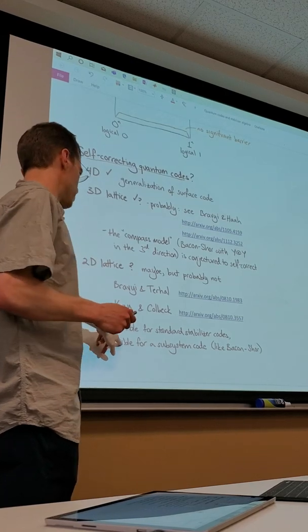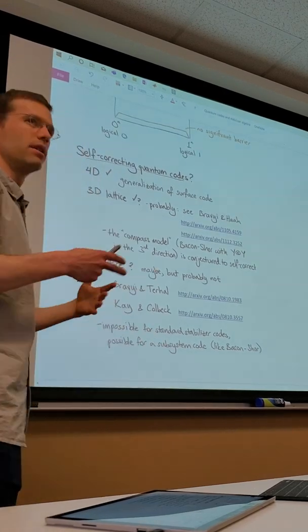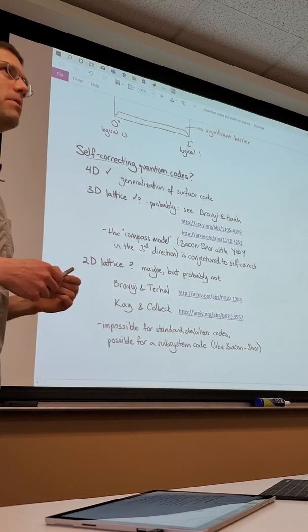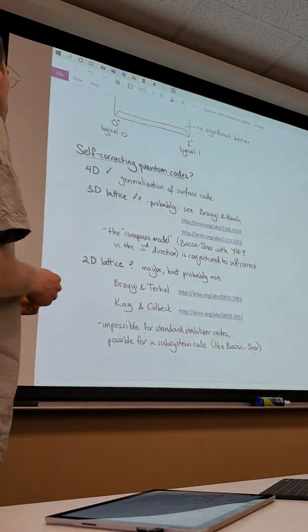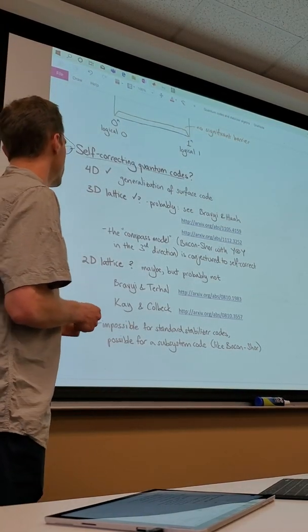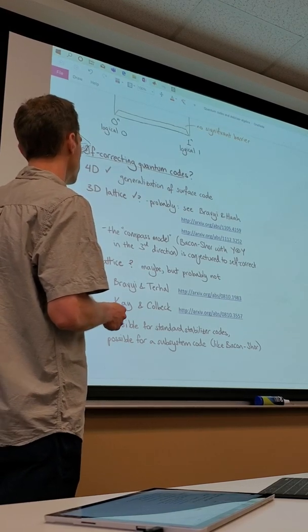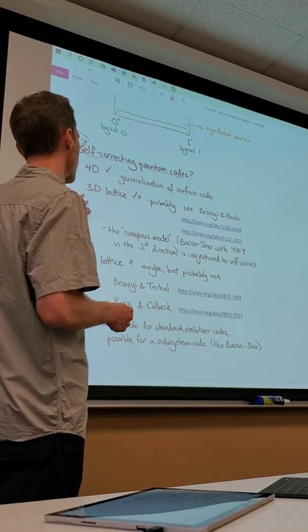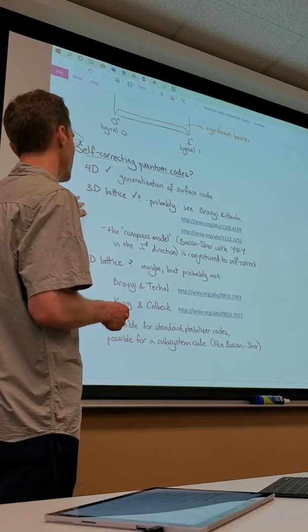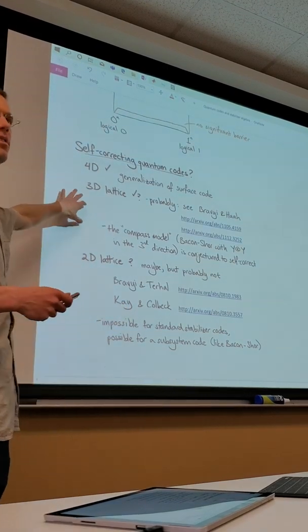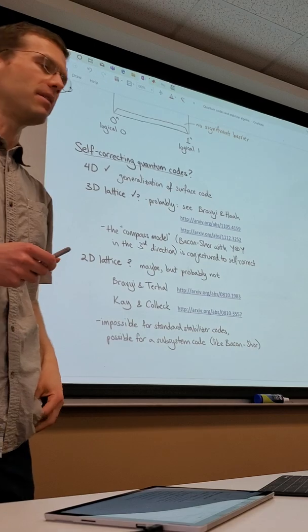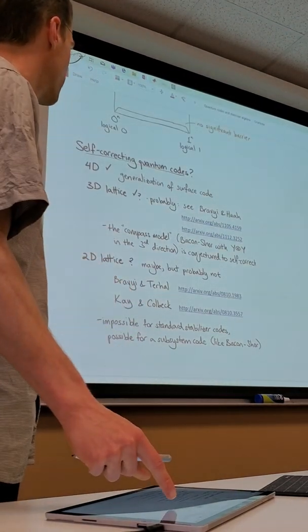One loophole could be that maybe a subsystem code could work, because a lot of these proofs don't hold for subsystem codes. In 3 dimensions, I think it is possible. Probably. I don't know why I say probably. I think it is possible. It's just more recent that people have been able to do that.